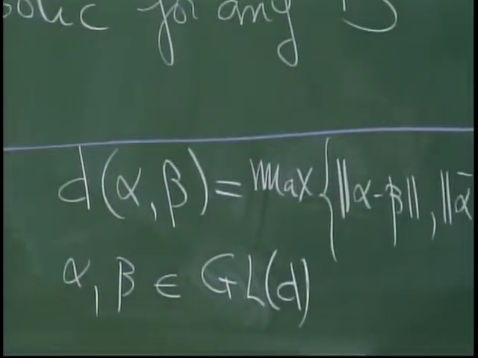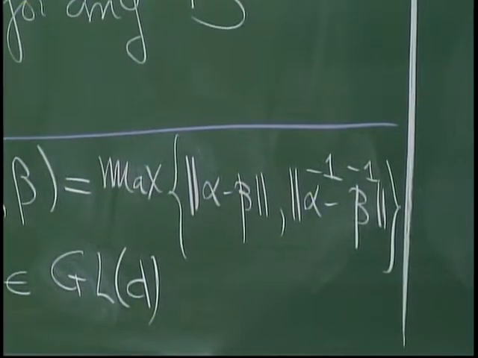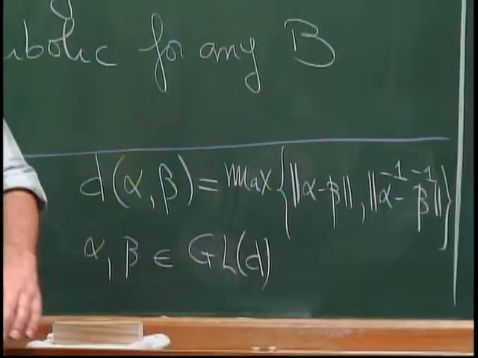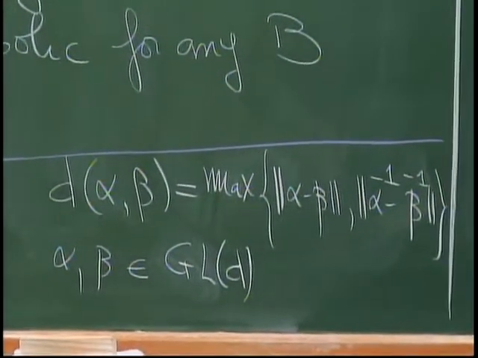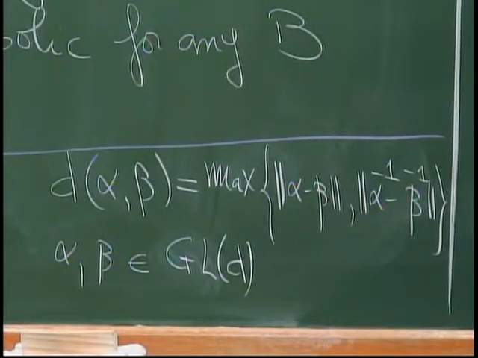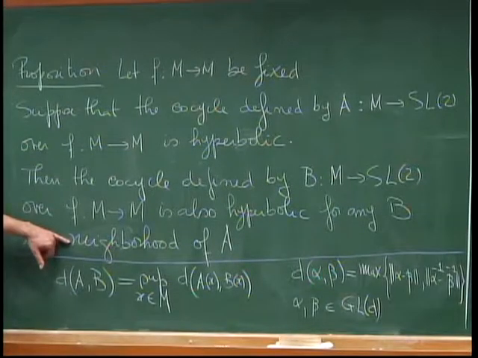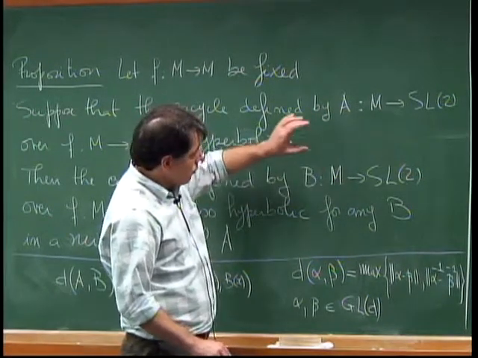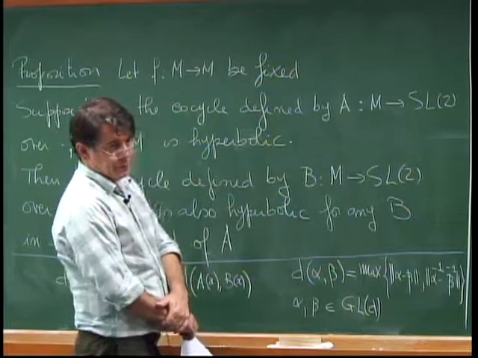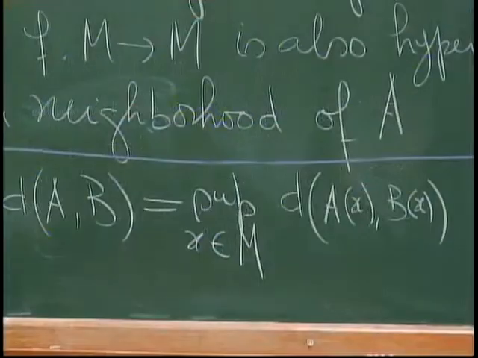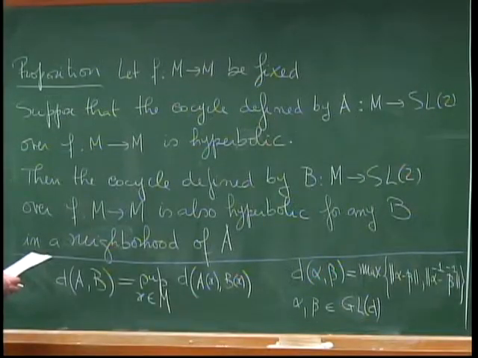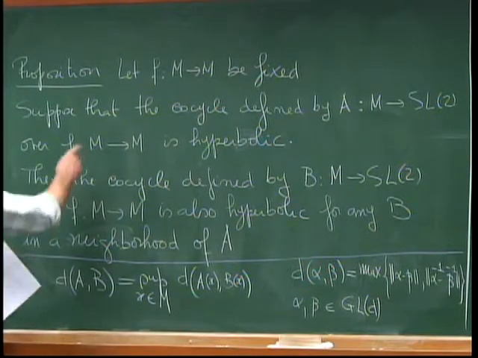Okay. And here you can use whatever norm you like in the space of matrices. For instance, the operator norm that I defined last time. So by neighborhood, I mean neighborhood in the topology of uniform convergence. Two functions are close if they are uniformly close. Close at every point with uniform estimates. Okay. So this proposition deserves to be called stability.